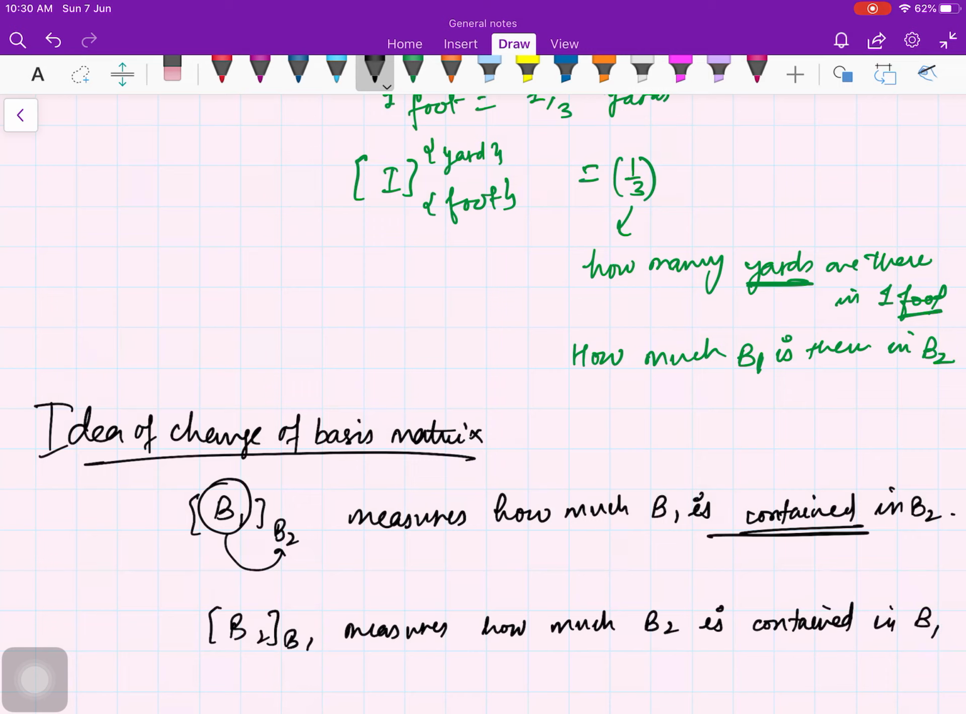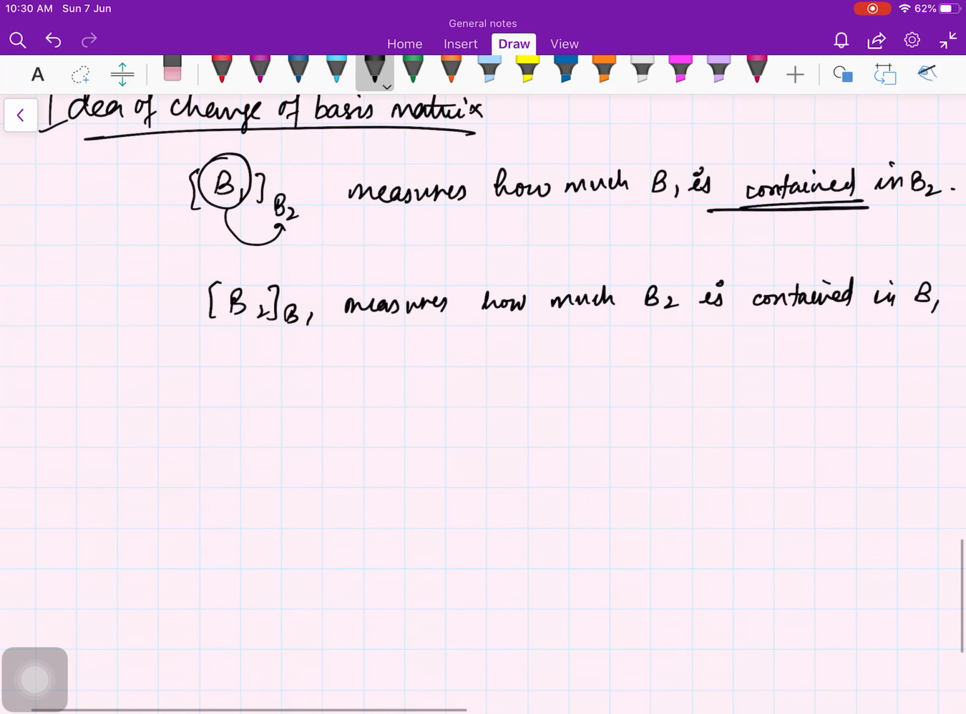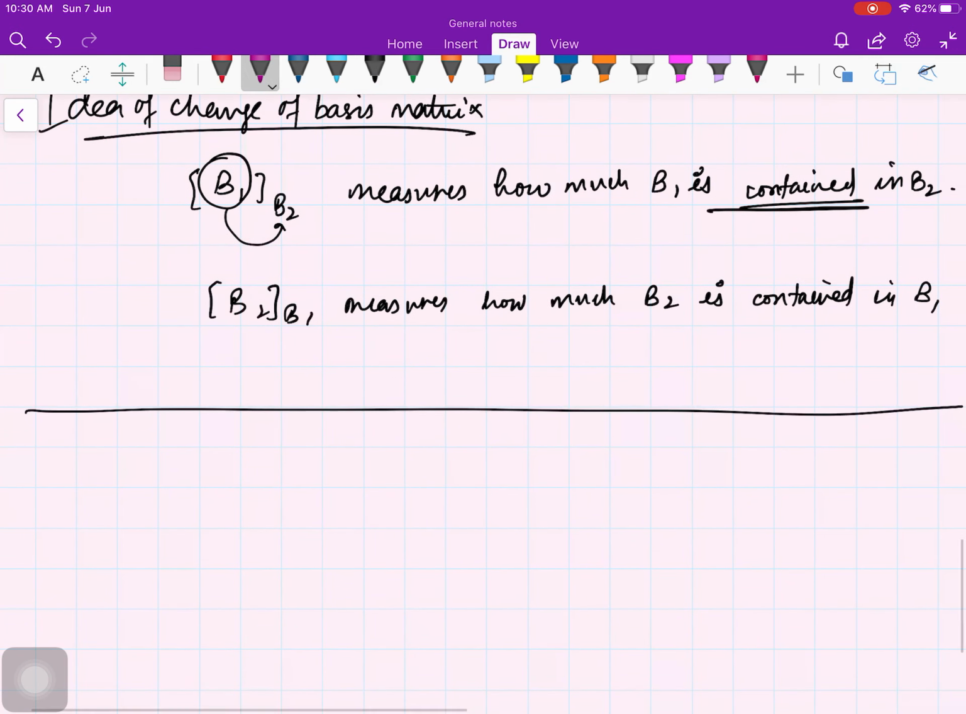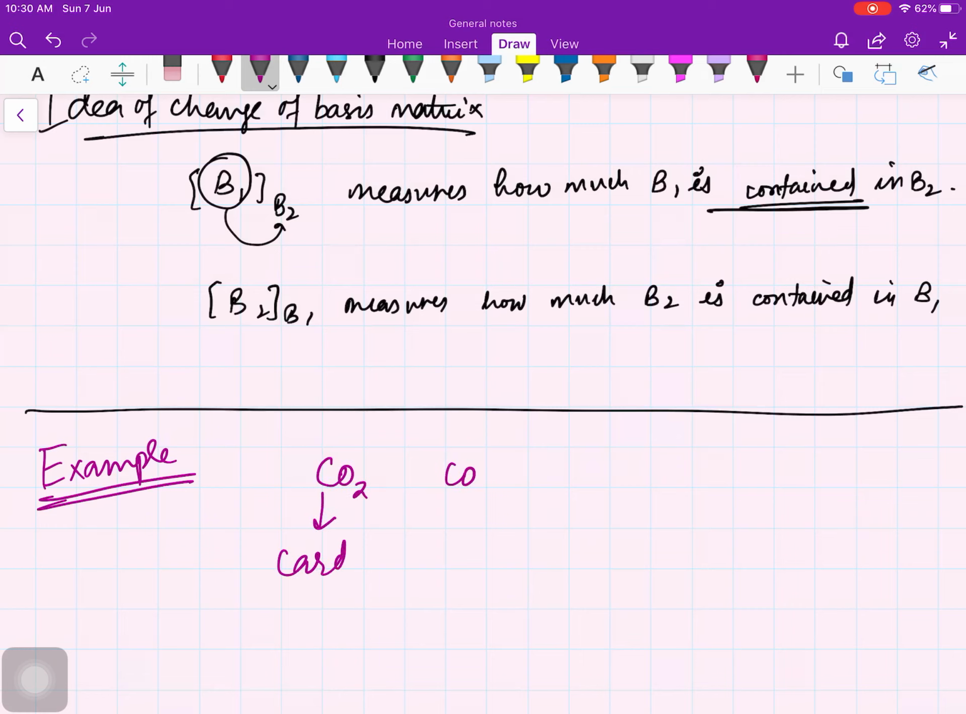So I'll give you one more interesting example of change of basis. Suppose another example is, suppose we have a mixture of carbon dioxide and carbon monoxide. So you have a mixture of carbon dioxide and carbon monoxide.